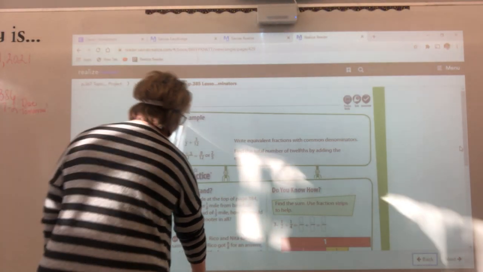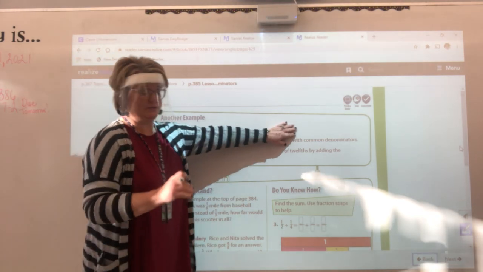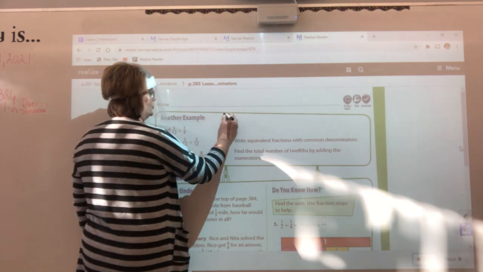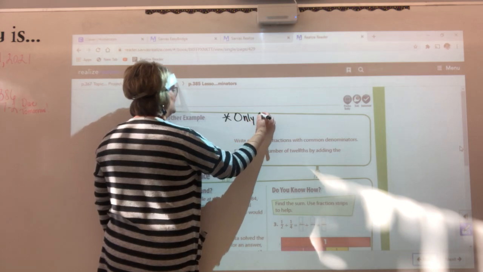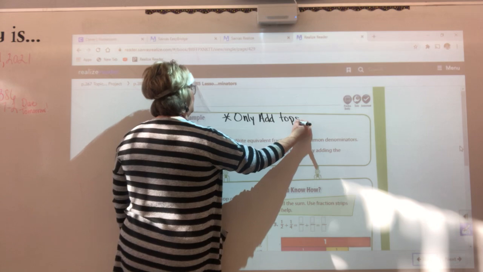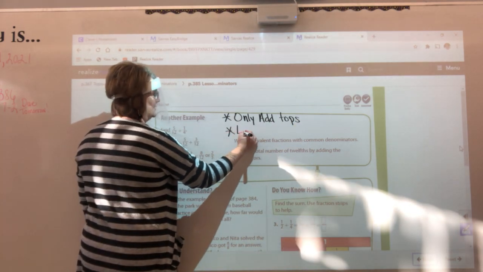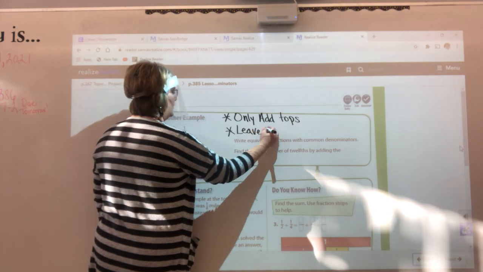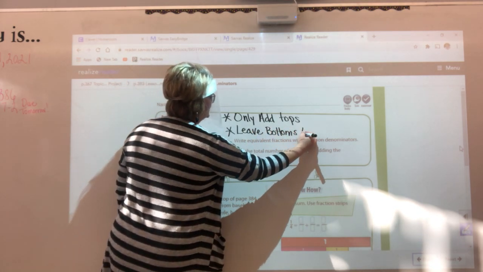At the top of your paper, I want you to write yourself a note, like up here in this white part. Here's your first note: Only add tops. That's your first note. Your second note is leave the bottoms alone. This will make sense in just a minute.